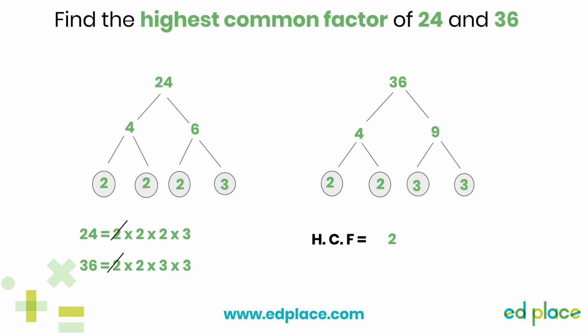Now we're going to look to pair up numbers from each tree. We have a 2 from 24 we can pair up with 36. We're going to use this as our starting point. We can also see that we can match 2 again from both numbers. So let's use that. We can't find a pair for the other 2, so we can ignore that. We do have a match for number 3, so we can use that. Finally, we multiply these numbers together, and hey presto, we found our highest common factor.